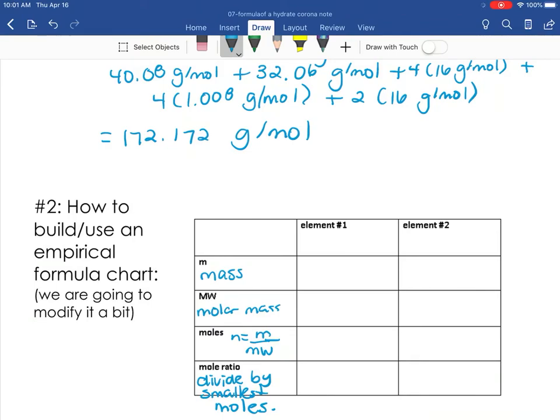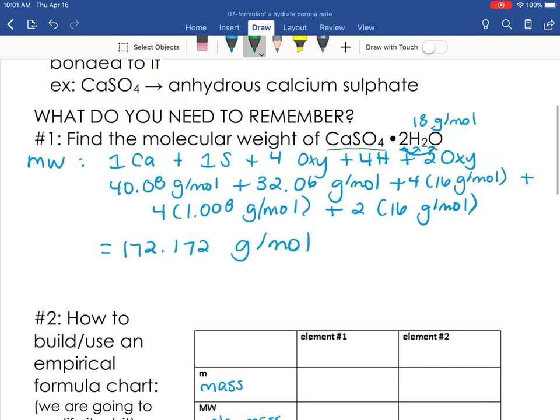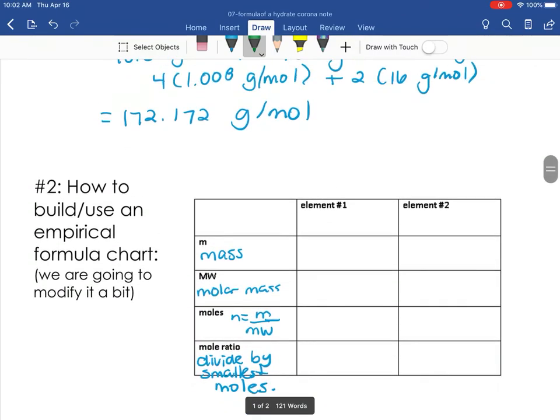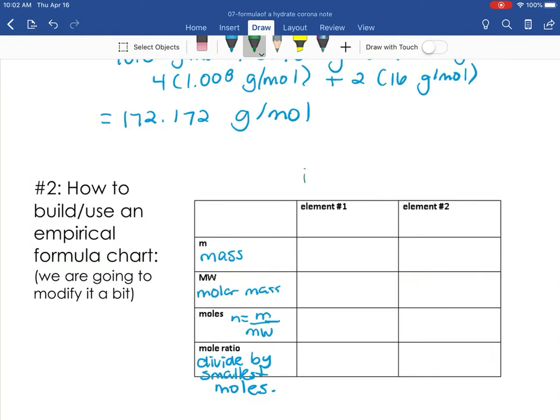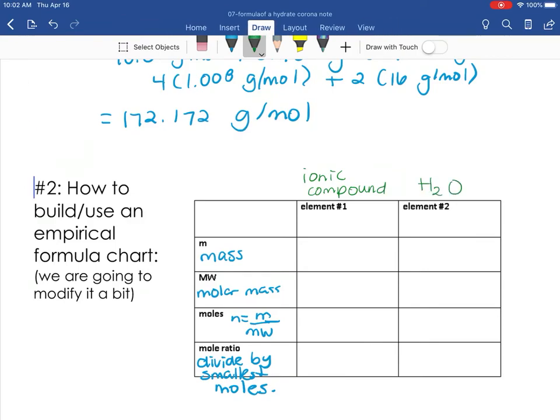We're going to follow that same procedure, but instead of elements by themselves, what we're actually going to have is 2 columns. So if you notice in a hydrate, there's always the ionic compound, and then the water is written afterwards. So the first column when you do the formula of a hydrate will always be the ionic compound, and the second column will always be water. Always, always, always. Okay? So whatever ionic compound you're given, that goes in the first column, and then the water goes in the second column.